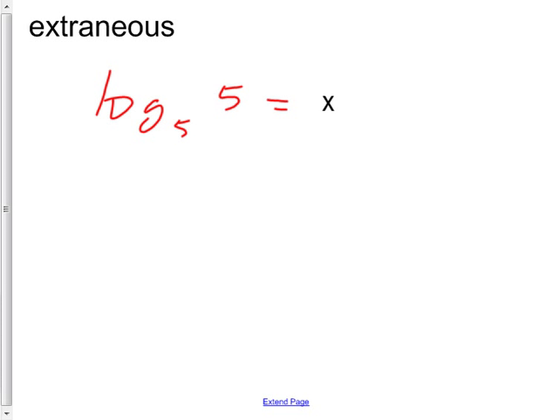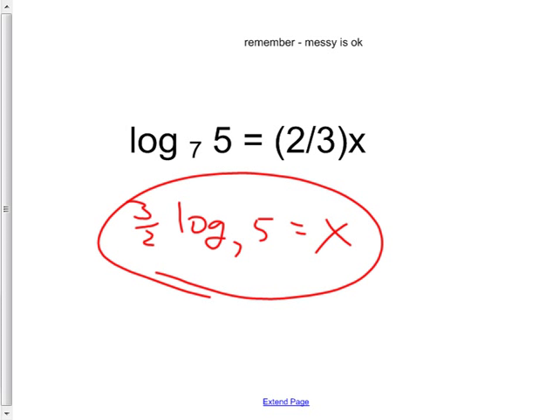Last general topic. Don't forget extraneous. Is it okay if x is negative in this position? Yeah, it's okay to be negative there. If I swap it out and I move the x over here, then I get an answer that's negative and I'd have a problem, right? That would not be okay. That would be extraneous.